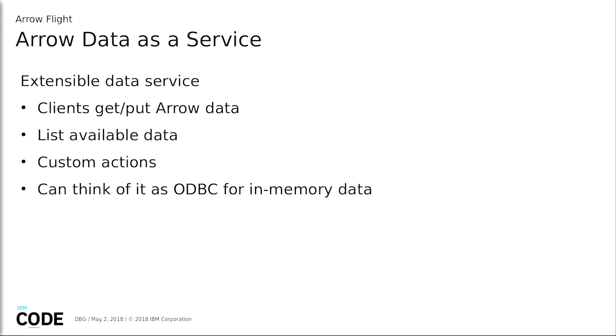So what does it mean to make Arrow data as a service? Well, the framework provides an extendable data service, and it's centered around clients performing actions that involve either producing or consuming Arrow data. So a client could get or put Arrow data into the service. They have the ability to list what kind of actions are available, and also you can extend it to provide your own custom actions. You can think of it as like an ODBC driver for in-memory data.